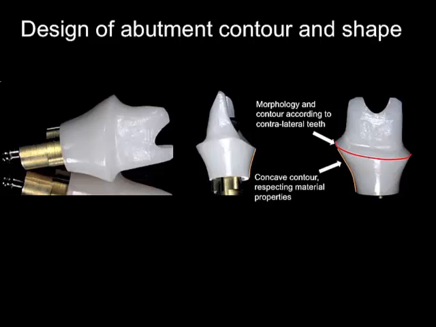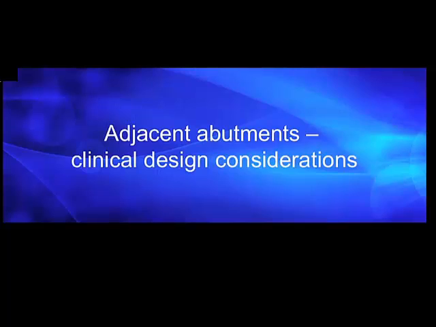And the second parameter that needs to be considered is to give the tissues, the peri-implant tissues, as much room as possible, and therefore create a concave contour of these abutments, however always respecting the material properties so that the abutments do not fracture upon clinical loading.